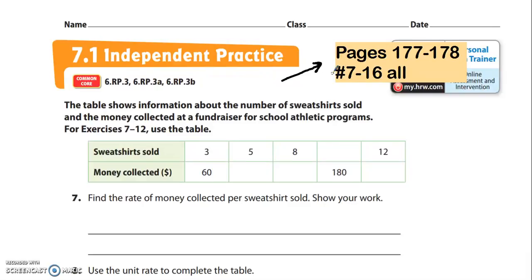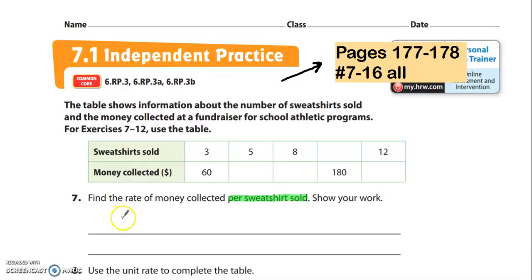The directions read, the table shows information about the number of sweatshirts sold and the money collected at a fundraiser for school athletic programs. For exercises 7 through 12, use the table. Number 7 says, find the rate of money collected per sweatshirt. So if you look, you don't know how much each sweatshirt costs. The best you can do is to figure out that 3 sweatshirts cost $60, but that's enough information to actually get the answer for number 7.